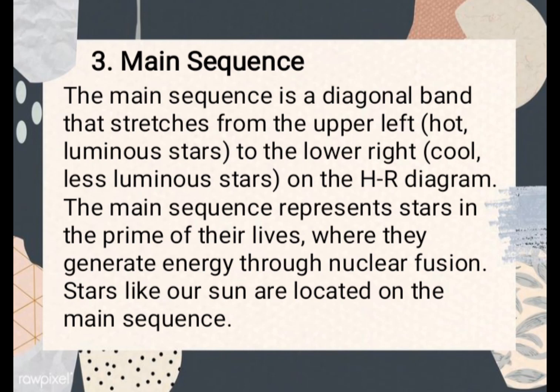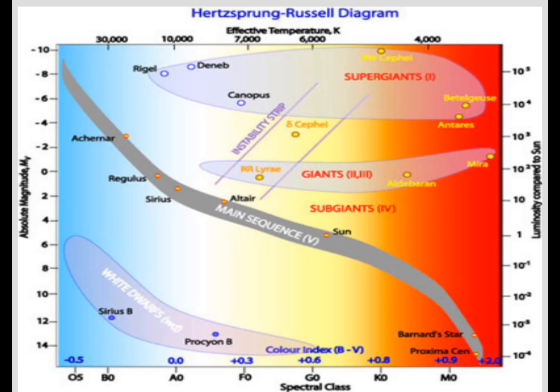Number 3 is the main sequence. The main sequence is a diagonal band that stretches from the upper left, hot luminous stars, to the lower right, cooler less luminous stars on the HR diagram. The main sequence represents stars in the prime of their lives, where they generate energy through nuclear fusion. Stars like our sun are located on the main sequence.